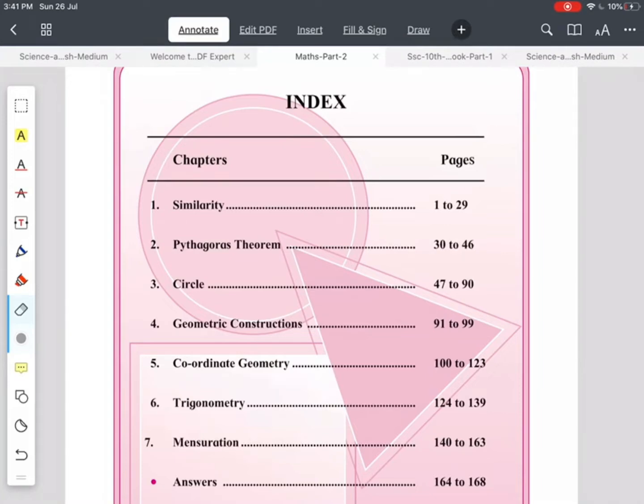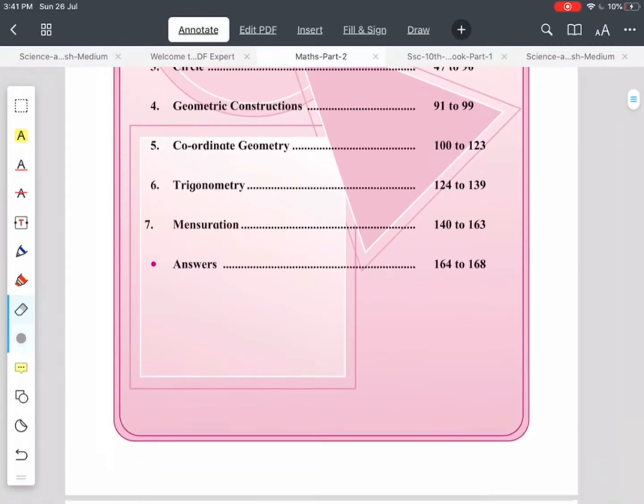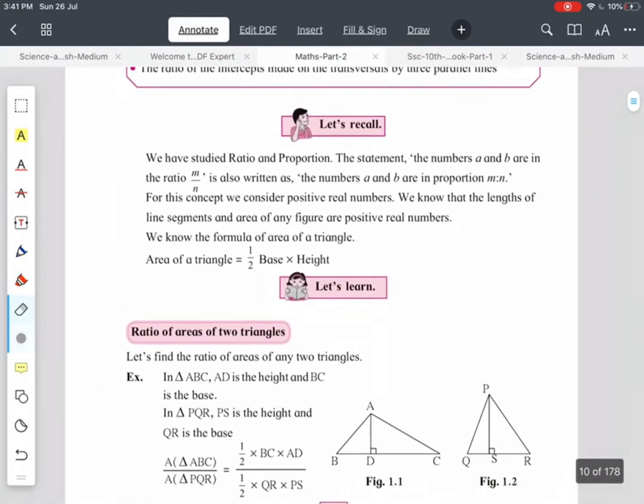In the first chapter, similarity, the angle bisector theorem is omitted. From the second chapter, Pythagoras theorem, the Apollonius theorem is omitted. From the chapter circle, the tangent secant theorem is omitted. From coordinate geometry, the slope part is omitted, and from mensuration, the segment part is omitted. I told you shortly. Now we'll see the chapter similarity.